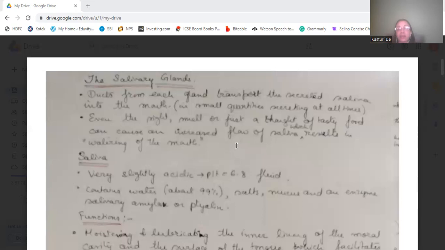So what is saliva? Saliva is very light, slightly acidic in nature. Its pH is 6.8. It contains about 99% water. It has salts, it has mucus, and an enzyme which is known as salivary amylase, or we can call it ptyalin, spelled P-T-Y-A-L-I-N. Please mind the spelling. It starts with P, but it's silent. So this saliva contains a maximum amount of water, some salts, mucus, and also the enzyme ptyalin, or salivary amylase.